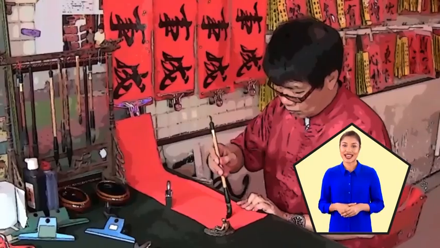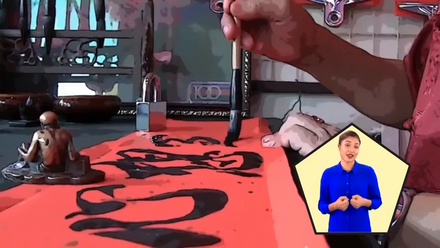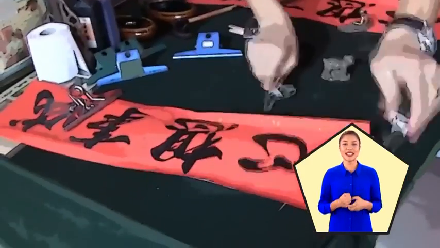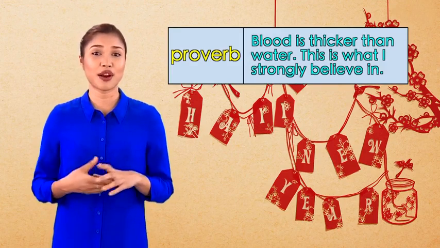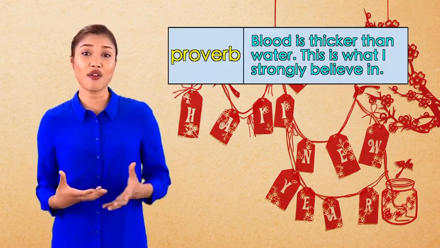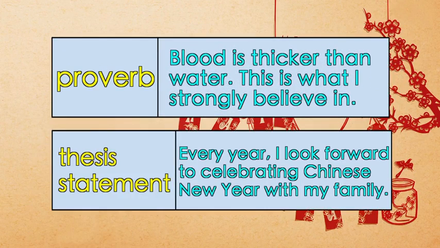For example, this is the introduction to my essay. Blood is thicker than water. This is what I strongly believe in. Every year I look forward to celebrating Chinese New Year with my family. I begin my introduction with a proverb because I want some reference to the importance of having a family. Here is my thesis statement. In this sentence, I have stated that I will talk about celebrating Chinese New Year with my family.